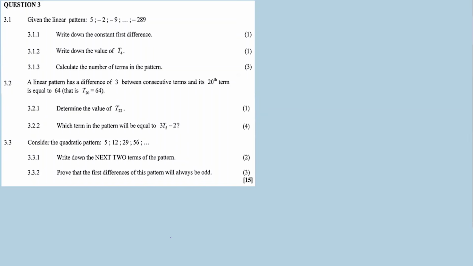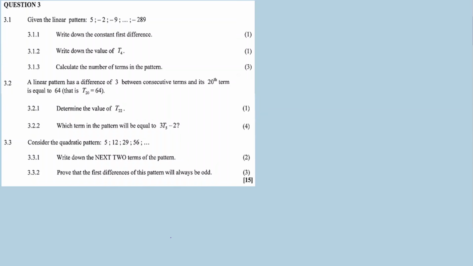Okay, this question 3 is from the November 2015 mathematics paper 1. Our question 3 is all about number patterns. Question 3.2 deals with a linear pattern, and 3.3 with a quadratic pattern. In the description box you will find links for other recordings I have made for the question paper.